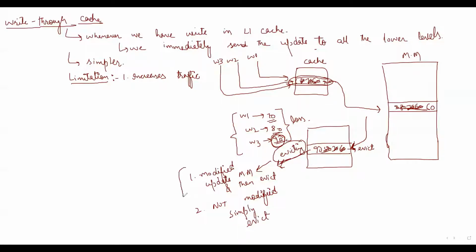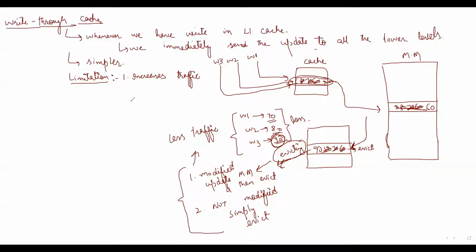So in this particular scenario, am I increasing the traffic or decreasing the traffic as compared to write through cache? Here I have less traffic. Why is there less traffic? Because I am not sending the modifications, or we can say I am not sending the update requests immediately to all the lower levels, but I am sending these write updates only at the time of eviction.